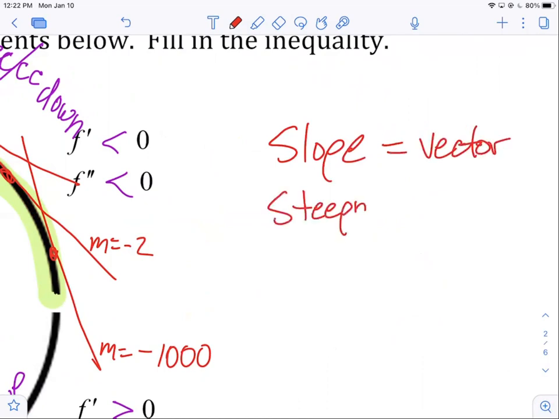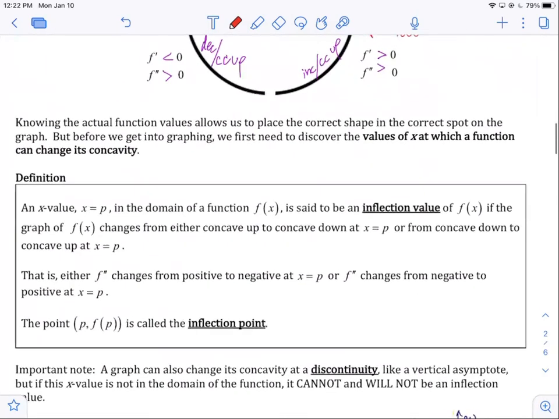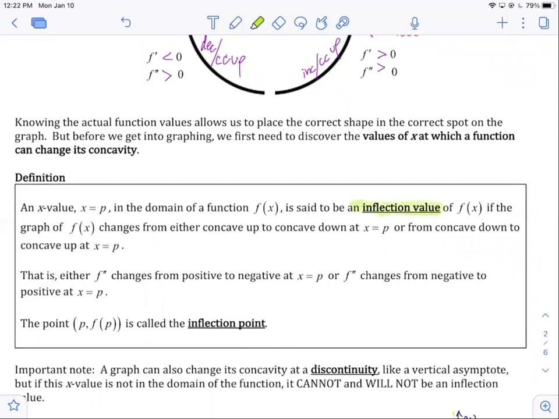Steepness is a scalar. You could talk about steepness in any direction, but slope sign matters. All right. Just want you to know that. Okay. So now we have a definition, and you know the name, right?